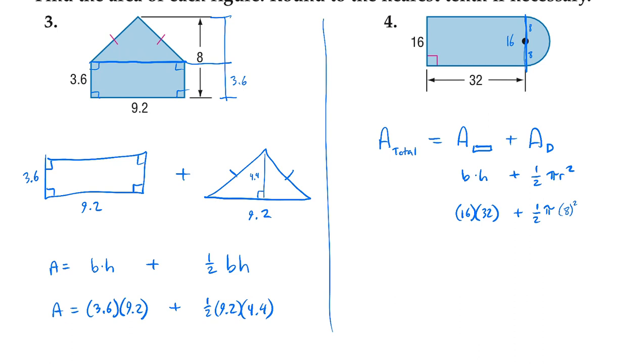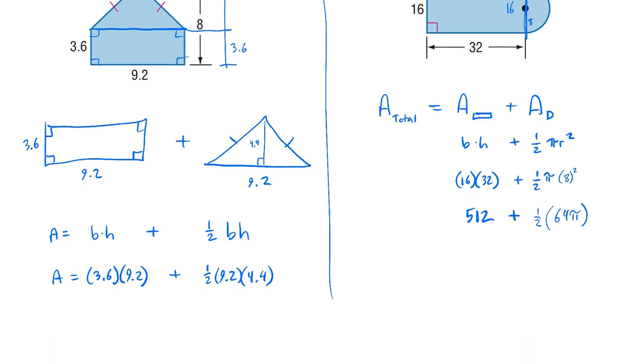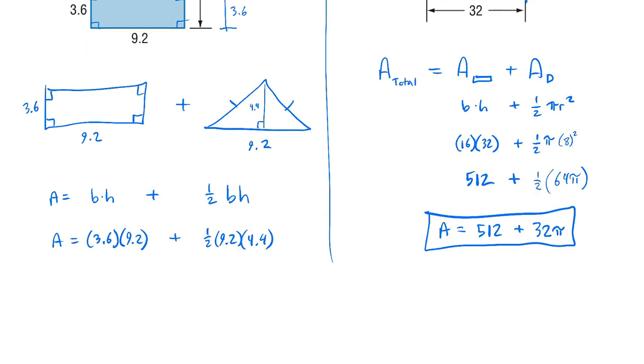Okay. On the left there, we get 16 times 32, which is 512, plus 1/2 of, and this is going to be 64 pi. So 1/2 of 64 pi is just 32 pi. So the area here is 512 plus 32 pi. That would be the exact area, or you could approximate it by putting it into calculator and getting an approximation.